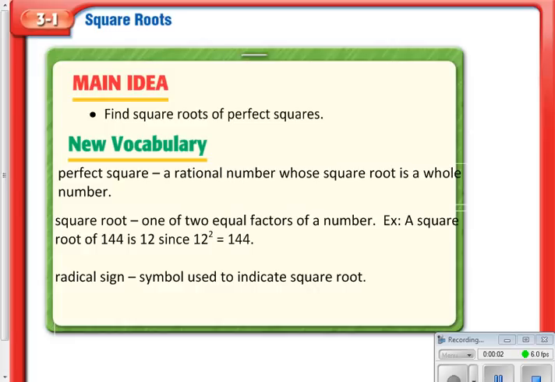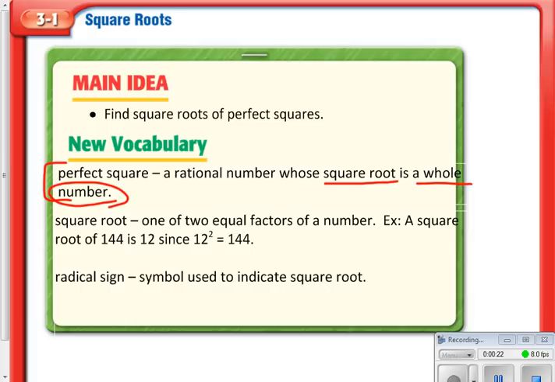Lesson 3-1 on square roots. Big thing today, you probably should have dealt with square roots before, but a perfect square. All your answers today will be a perfect square. Basically, a perfect square is a number whose square root is a whole number. And so everything that you get inside that square root will be a whole number.